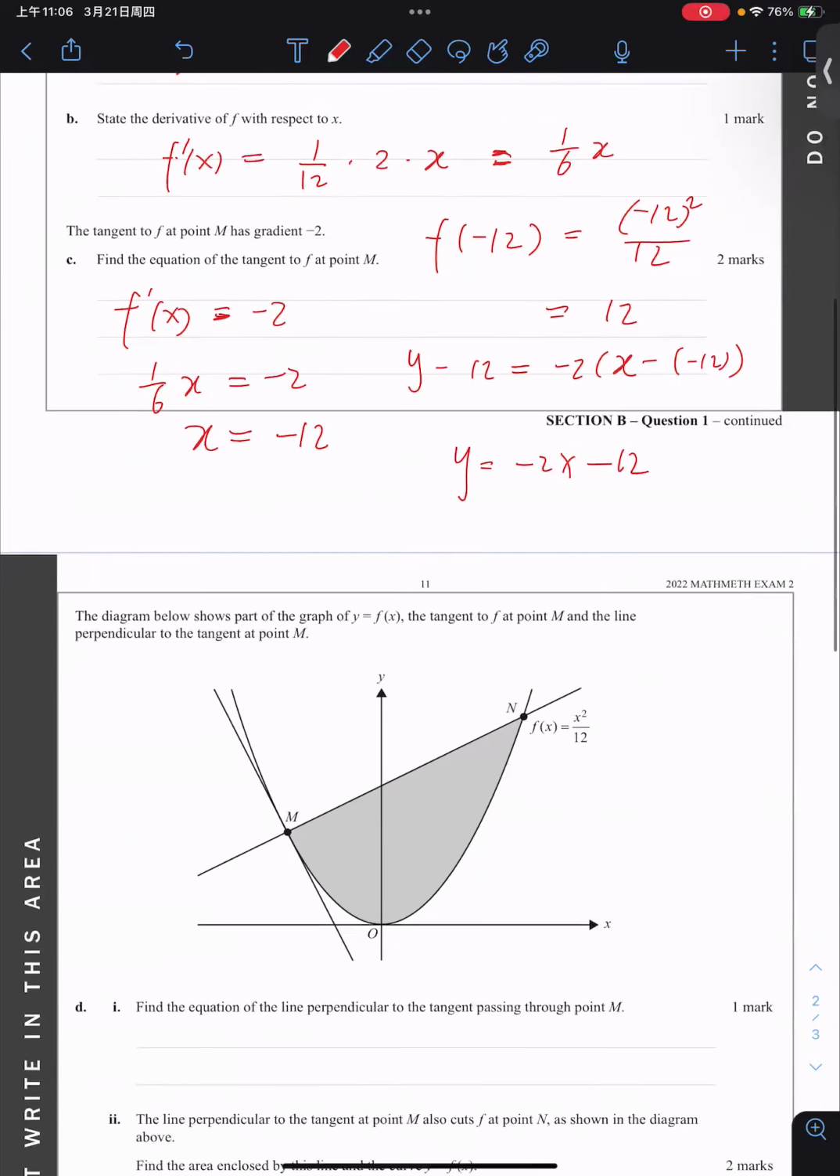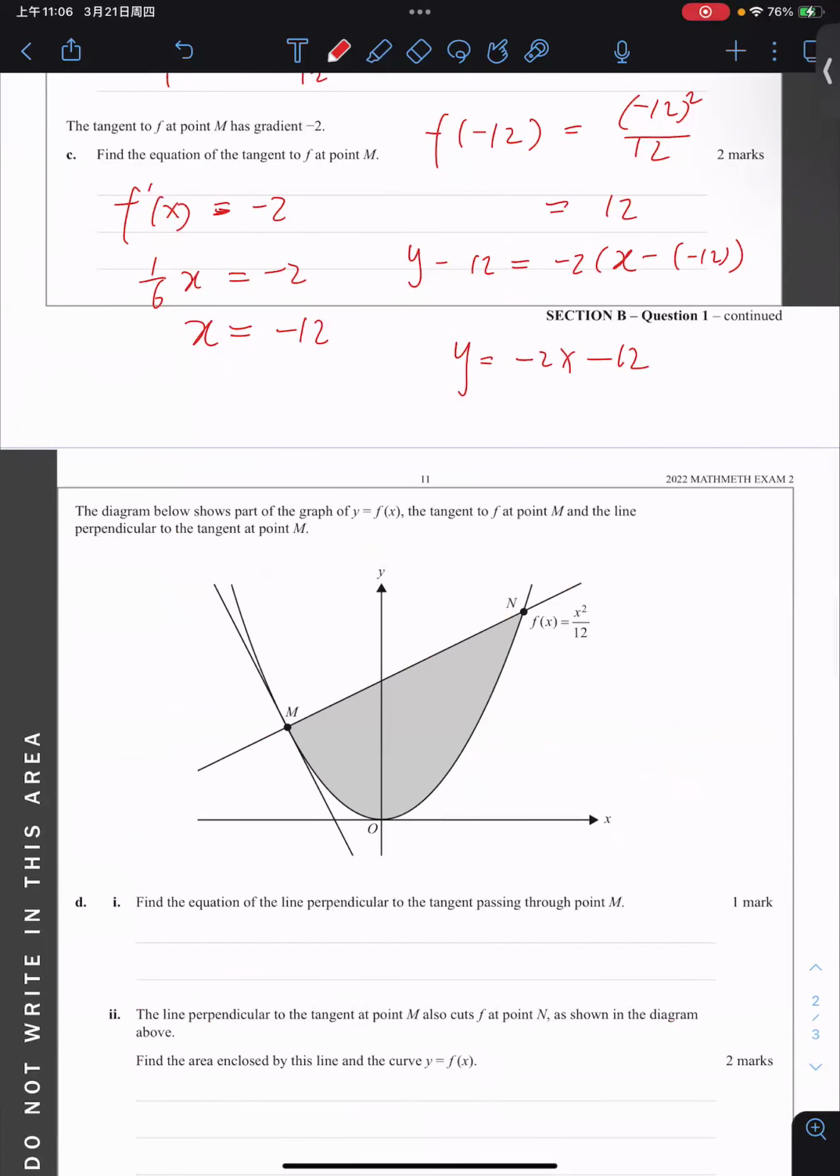Now, next part. The diagram below shows part of the graph of y equal to f(x), the tangent to f at the point M and the line perpendicular. We're looking for the line perpendicular to the tangent. Now, once you see the word perpendicular, you should quickly recall the relationship for two perpendicular lines: the product of the gradients is equal to -1. As you know, this tangent line is y = -2x minus 12, so the gradient is -2.